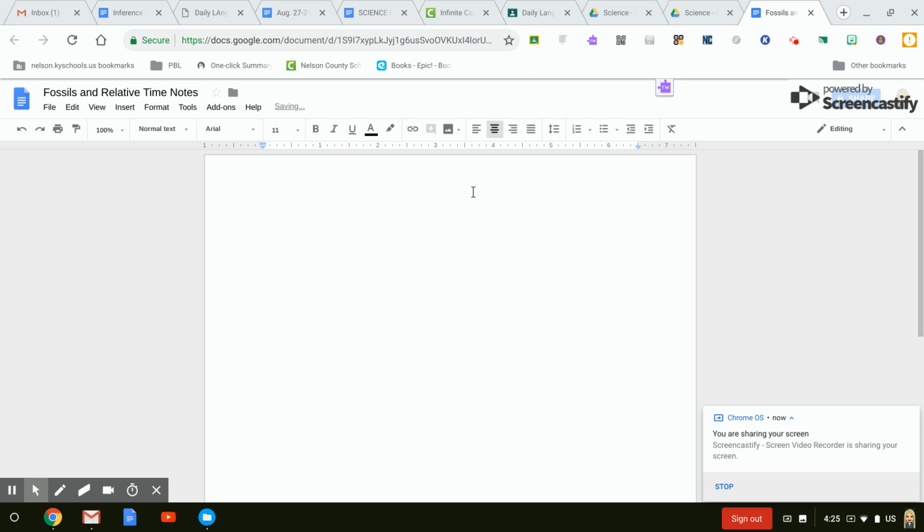At the top of your notebook page, I want you to write fossils and relative time. Fossils and relative time. That's going to be the title of what we're talking about today.